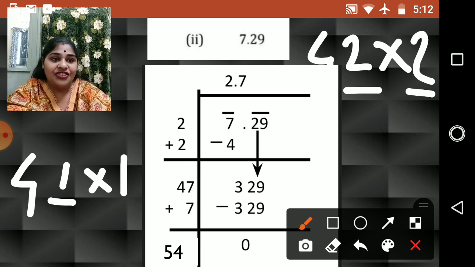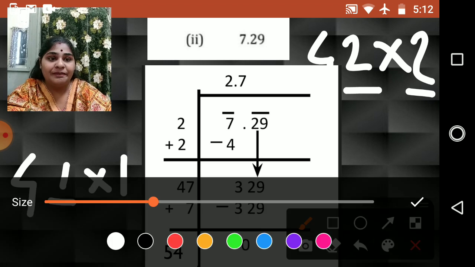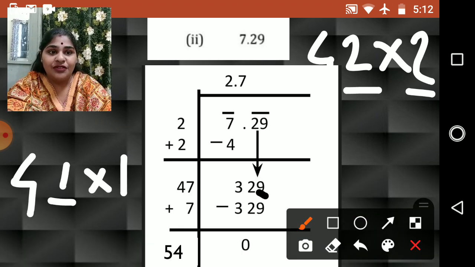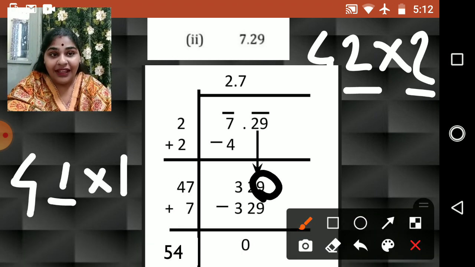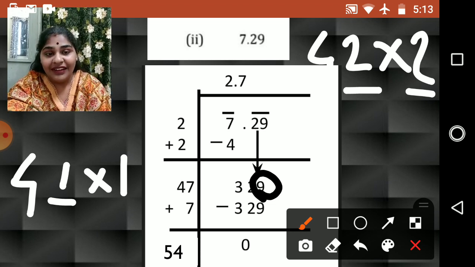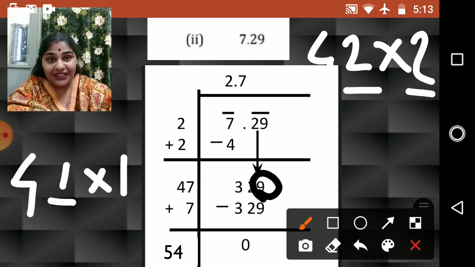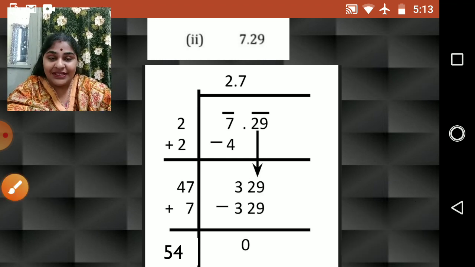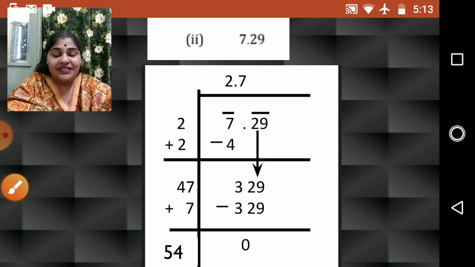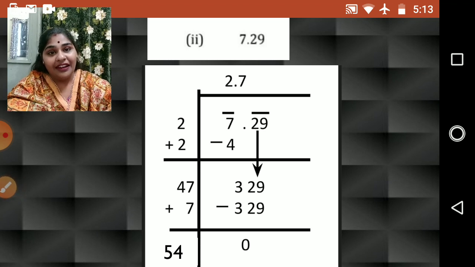You can check this units place over here, 9. I know 7 7s are 49, so units place is coming 9. So I can try that directly, that is 47 into 7. I can work and see what it comes. So if the product is equal, well and good. Otherwise you can see for the next one. So this is how little bit you have to work and find out the number.